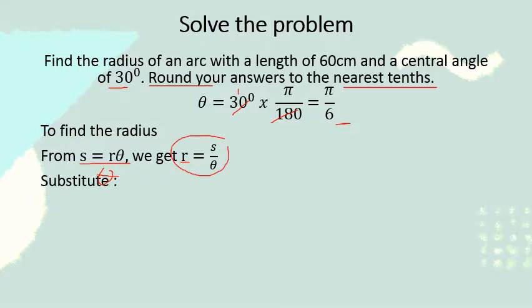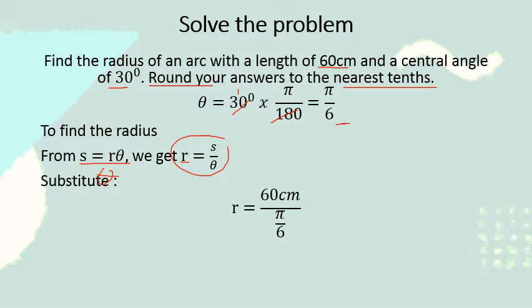So S is the arc length and theta is the central angle. So we have to substitute the given values. Gagamitin na natin yung converted value ng theta as pi over 6, and the arc length as 60. Given in the problem is 60 centimeters.